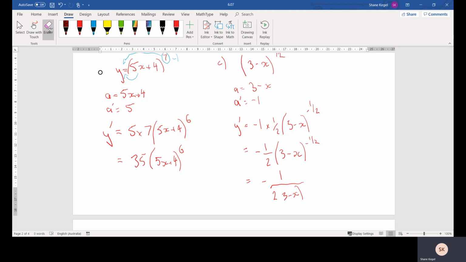Okay, so I've written this a little bit wrong. Get rid of that, and to swap it from a half, I just put root x, and that should be my answer there. Perfect.